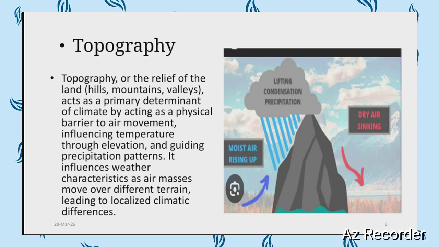It influences weather characteristics as air masses move over different terrain, leading to localized climatic differences. In this mountain example, moist air rises up one side, the windward side, and on the leeward side of the mountain, we see dry air sinking. So the windward side usually experiences rainfall, while the other side doesn't.